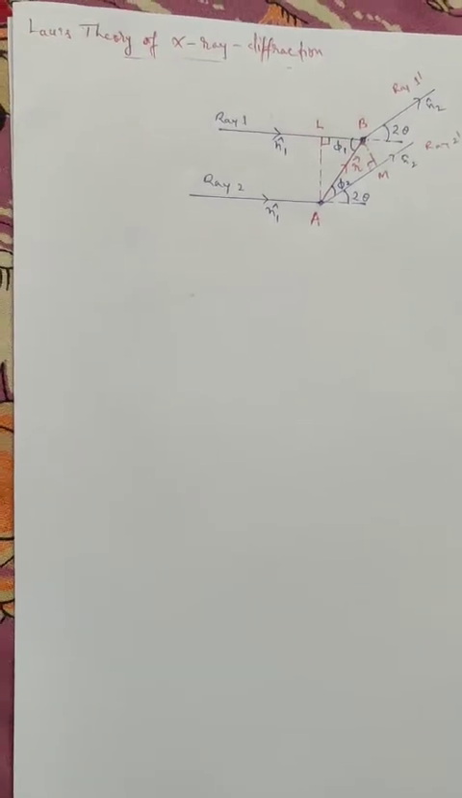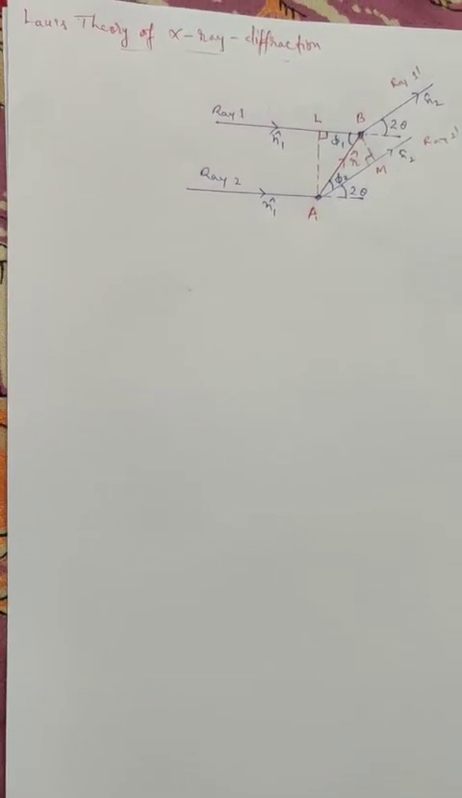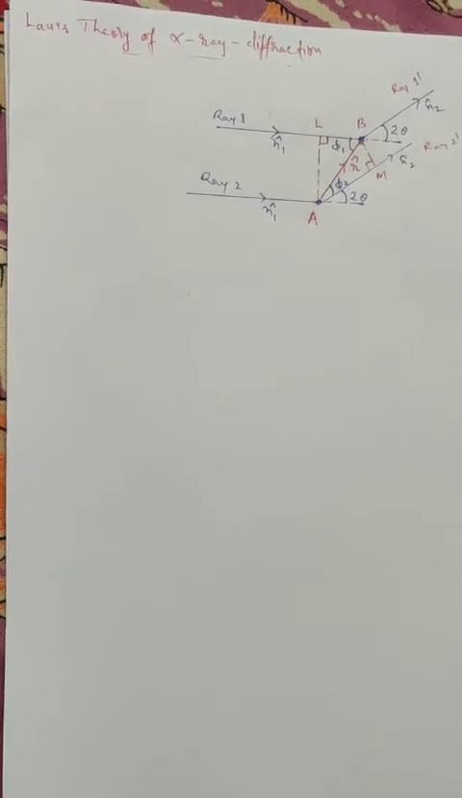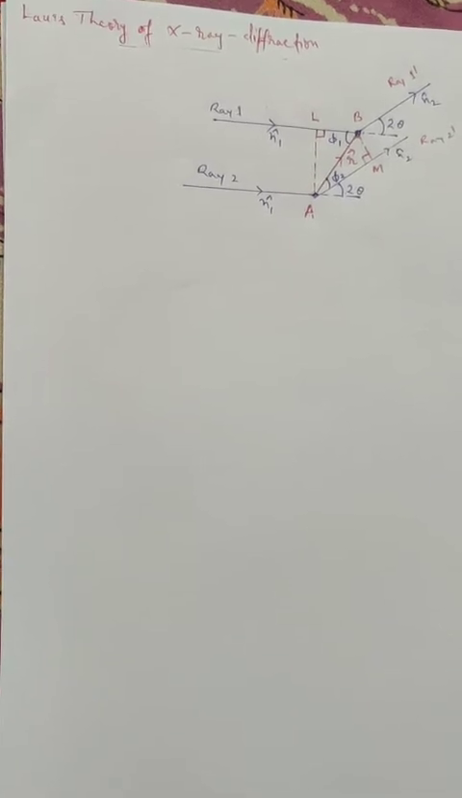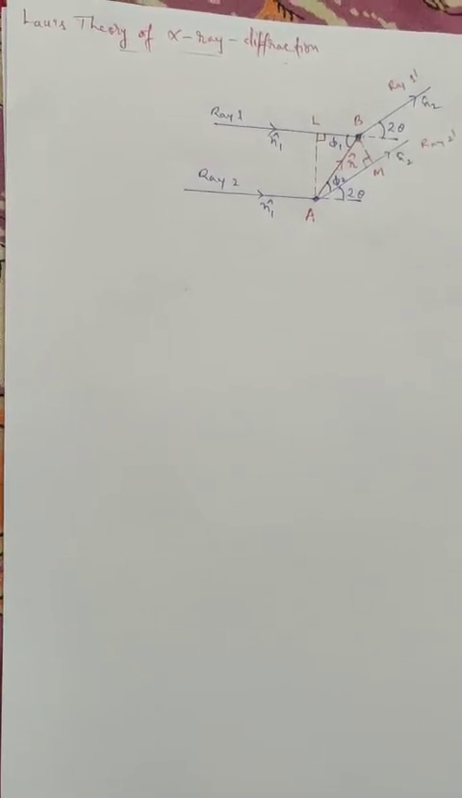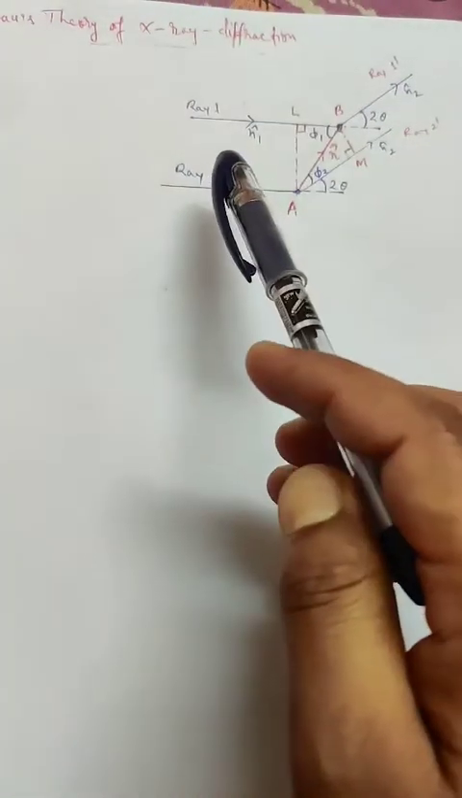So today we are going to discuss Laue's theory of X-ray diffraction. Due to the drawbacks of Bragg's law, the important drawback was that it does not incorporate the interaction of X-ray with the atoms. The X-ray is only diffracted or reflected from the atomic planes. So we are considering here that these X-rays are scattered by these individual atoms A and B.